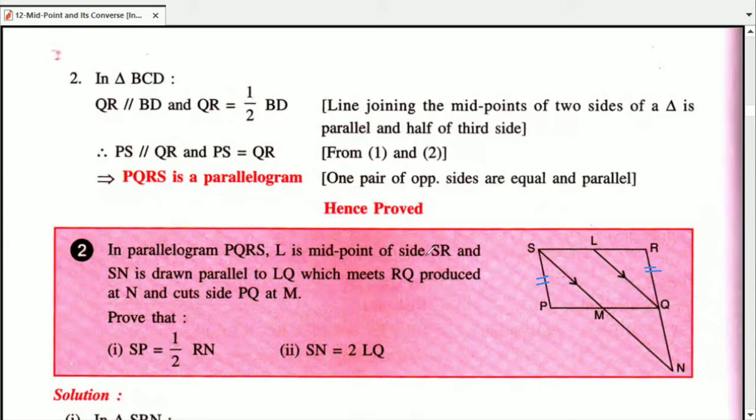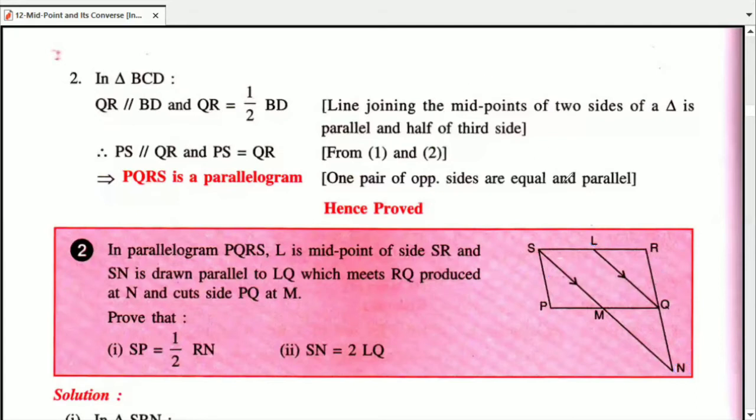L is a midpoint of side SR. SN is drawn parallel to LQ, which meets RQ produced at N. So RQ we are just producing further and it is meeting at point N, and cuts side PQ at M. So we have to prove that SP is half of RN and SN is equal to 2 LQ.